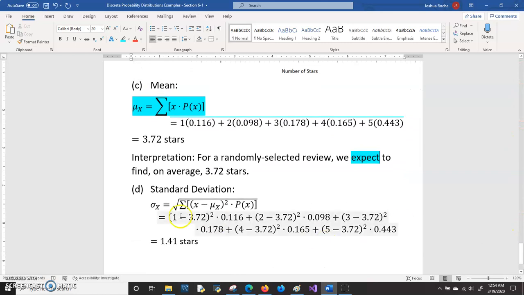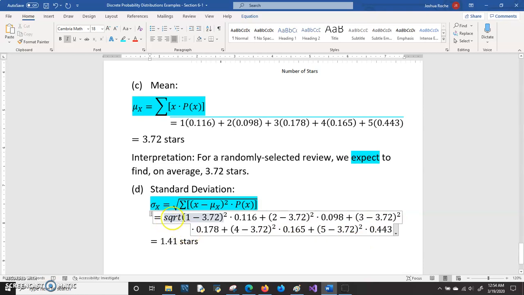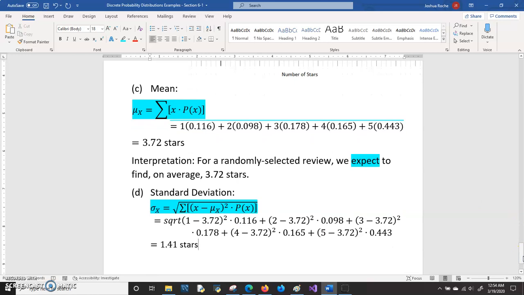And the standard deviation, so here's the formula again. Put in all those numbers. I forgot to put the square root part, but you have to take the square root of whatever this all adds up to. It comes out to 1.41 stars. And like before, rather than using these formulas, you can work this out with the graphing calculators if you're comfortable doing that. Alright, we'll move on to another topic in 6.1.